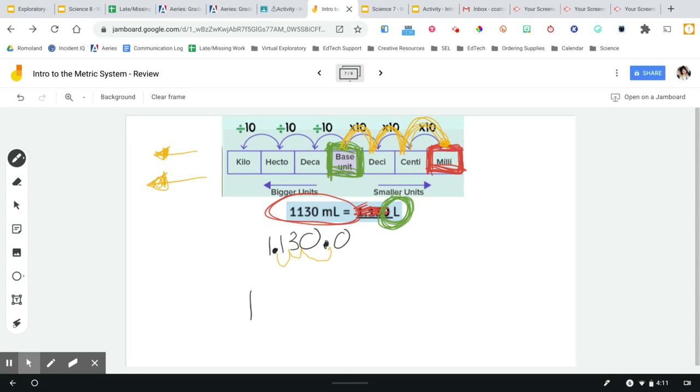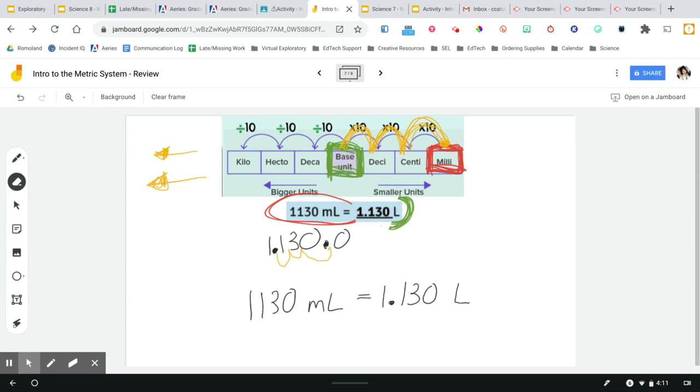We started off with 1,130 milliliters, and we converted that to liters. After we moved the decimal 3 times to the left, we got the number 1.130 liters. So let's double check our work.